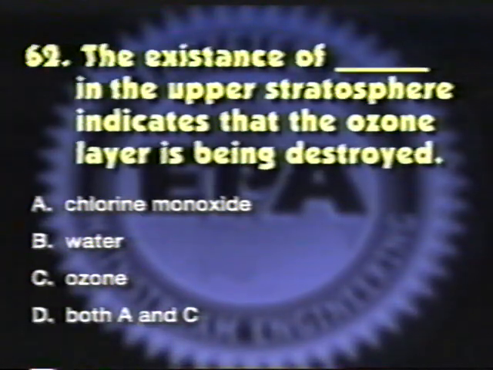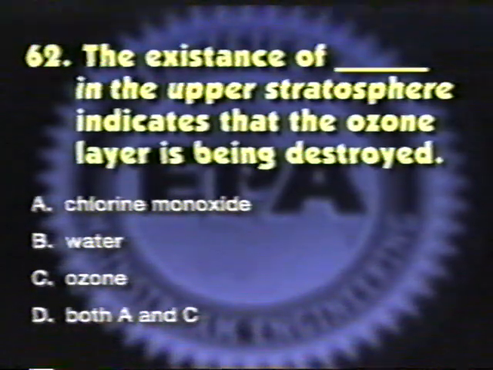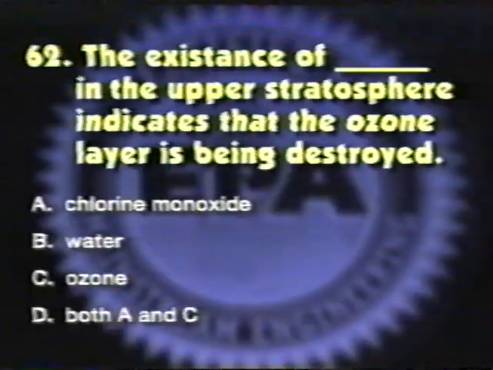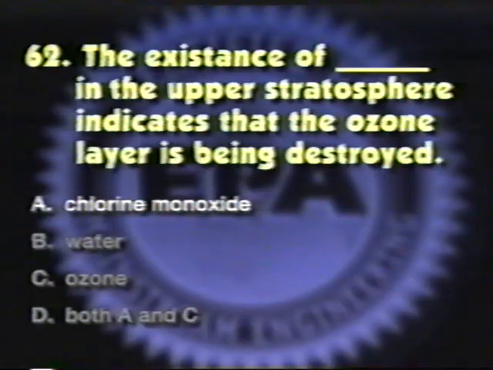The existence of what in the upper stratosphere indicates that the ozone layer is being destroyed? A. Chlorine monoxide, B. Water, C. Ozone, D. Both A and C. The answer is A. The existence of chlorine monoxide in the upper stratosphere indicates that the ozone layer is being destroyed.